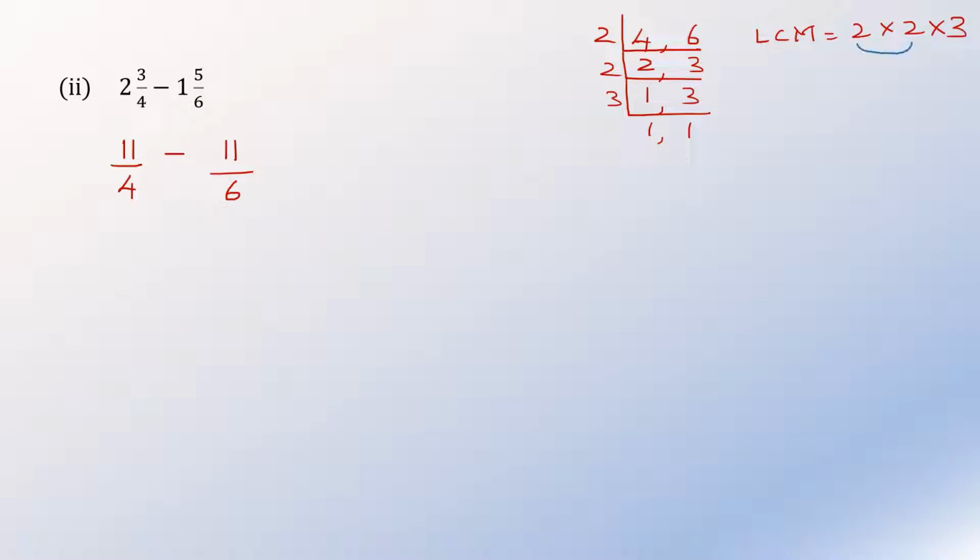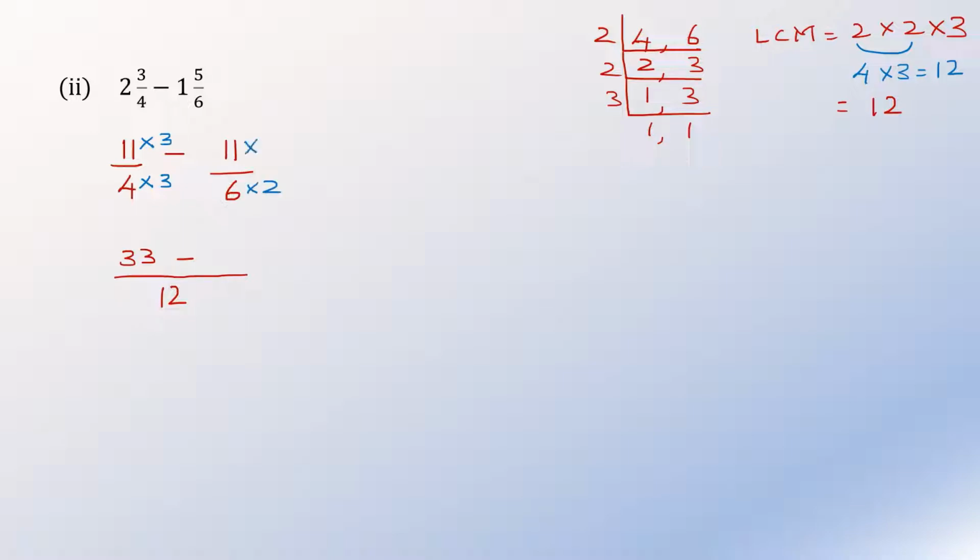2 2s are 4 into 3 is 12. 4 3s are 12. So LCM is 12. So let's use 12 as a common denominator. Let's go back to this. 4 into what is 12? 4 3s are 12. So multiply this also by 3. 11 3s are 33. Minus 6 2s are 12.